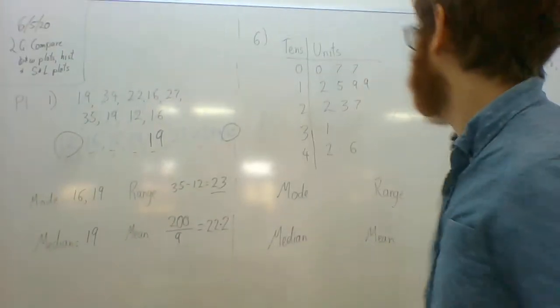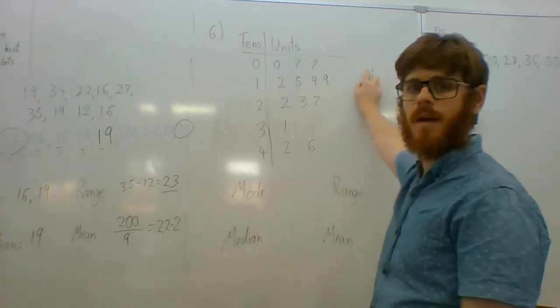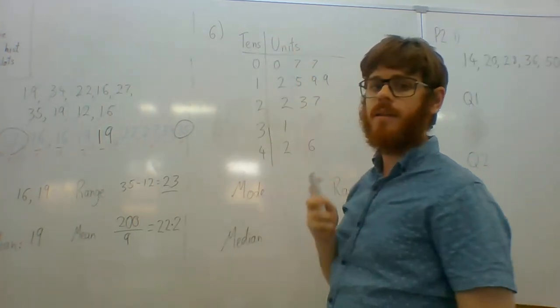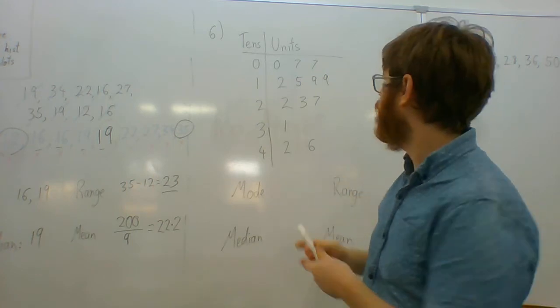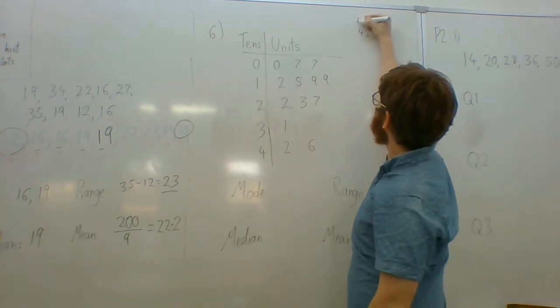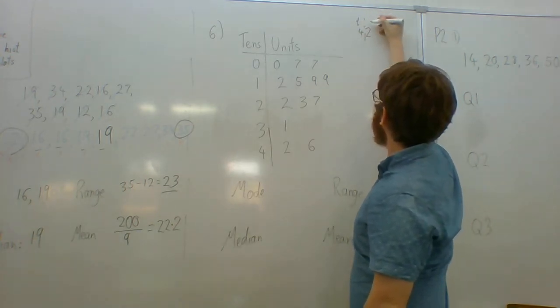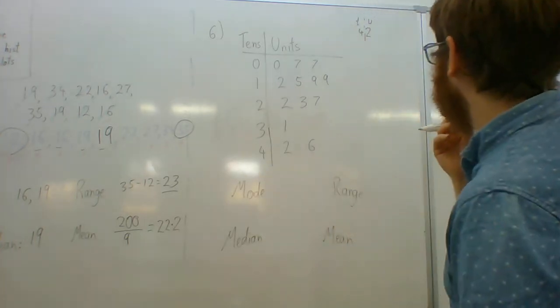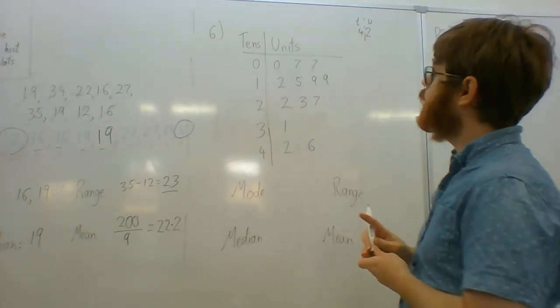Next lot, you have a stem and leaf plot. This column here refers to the tens column for each number. So say you have 42: this is your tens column, and this is your units column. So 4 is in the tens column, and 2 is in the units column.